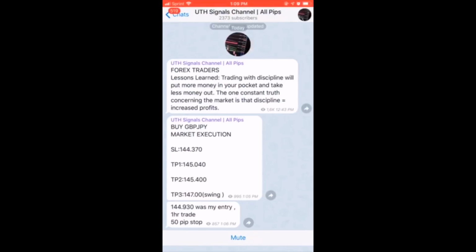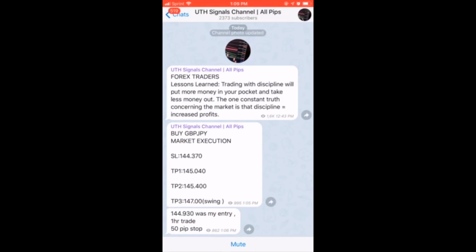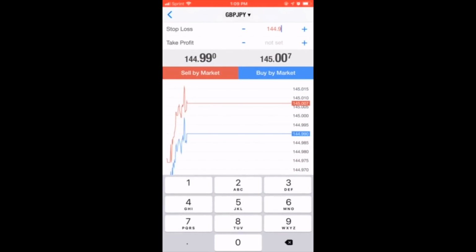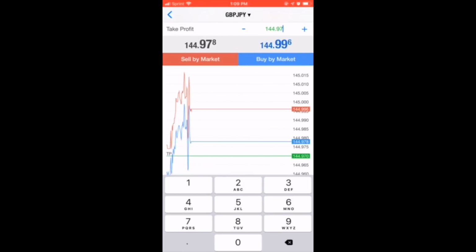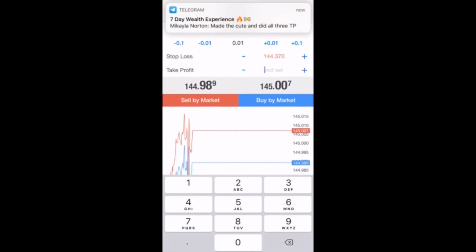Now we're going to go back to the trade and look for the stop loss. The part right there that says SL, we're going to insert that number right there where it says stop loss. So we're going to go back and look at what it says. It says 144.370. Double click your home button. Make sure it goes back.